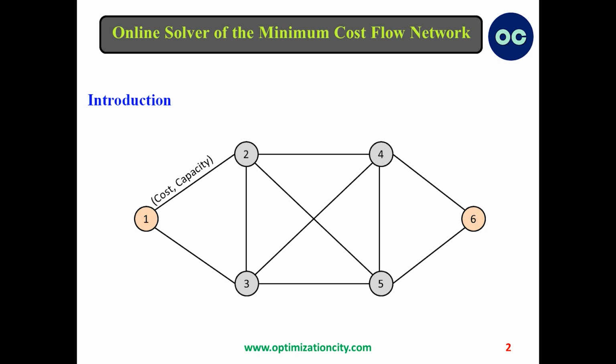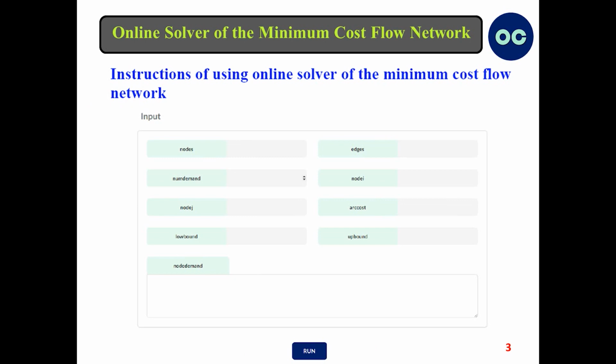In course number 8 of optimizationcity.com, this topic has been discussed completely. To solve this problem, there are a few software packages that are difficult to work with. Optimization City Group has designed an online solver of the minimum cost flow network. In the following, we review how to use this online solver.